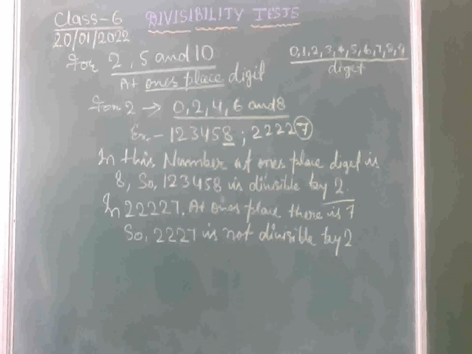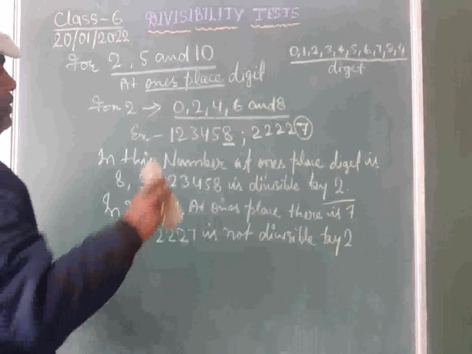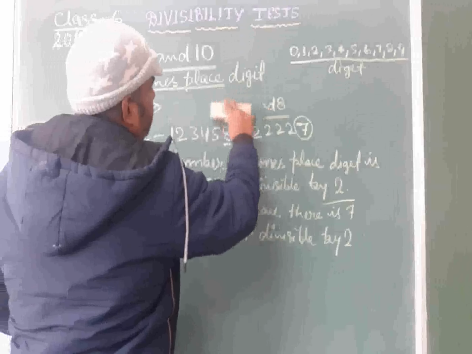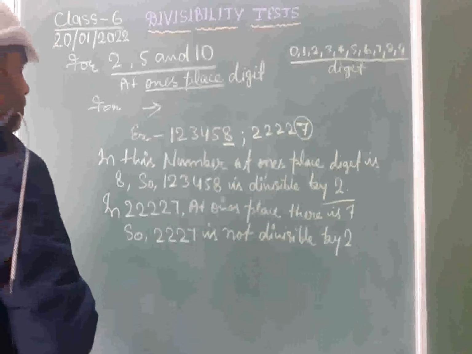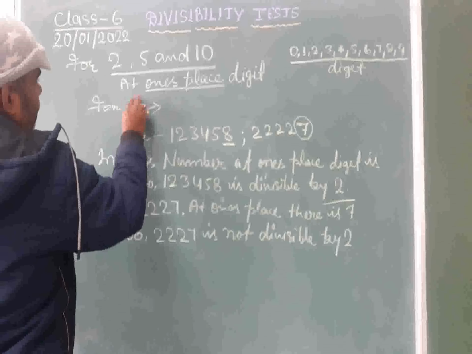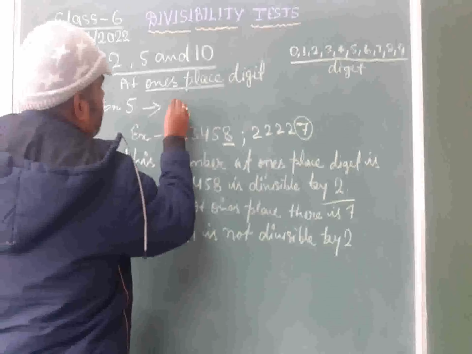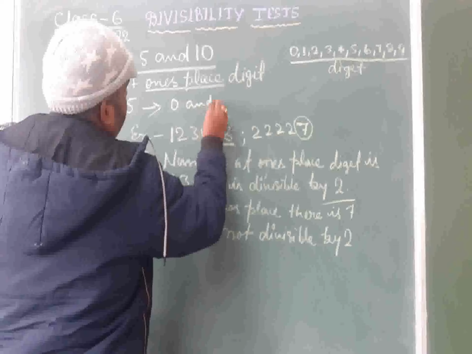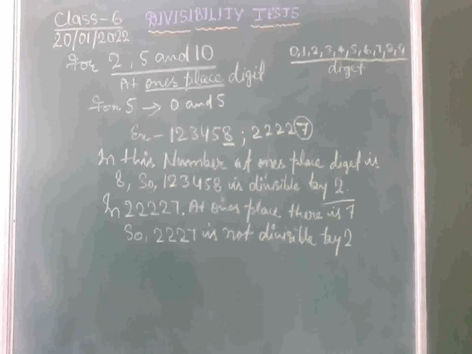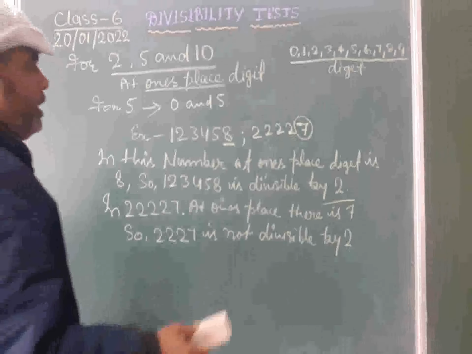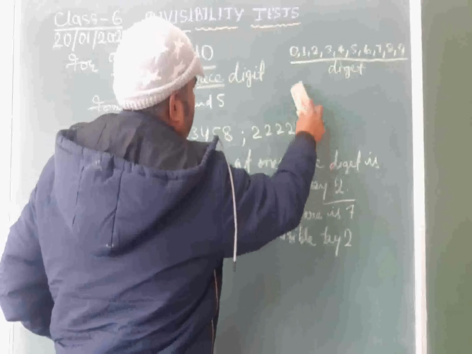Now for 5, out of these 10 digits we have to see only 2 digits at the ones place, that is 0 and 5. If there is 0 or 5 at the ones place, only that number is divisible by 5, and the rest are not.